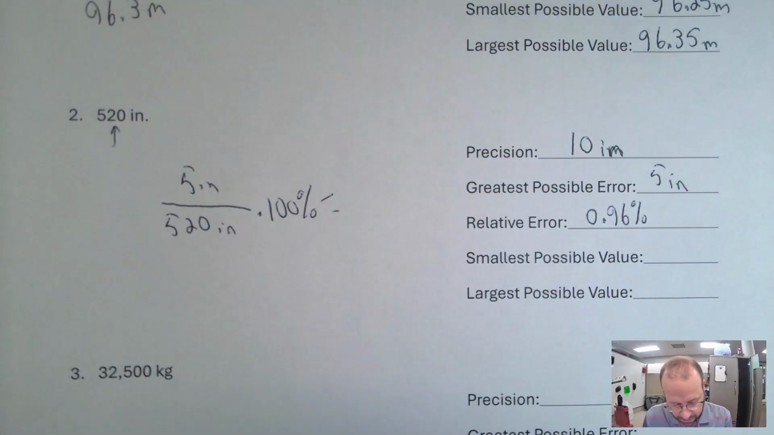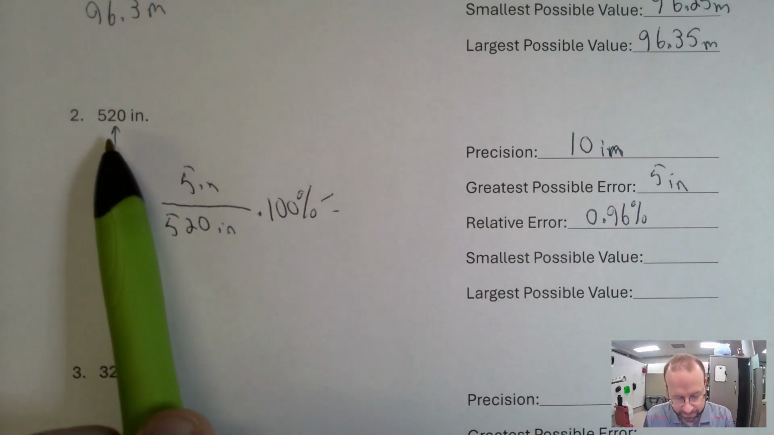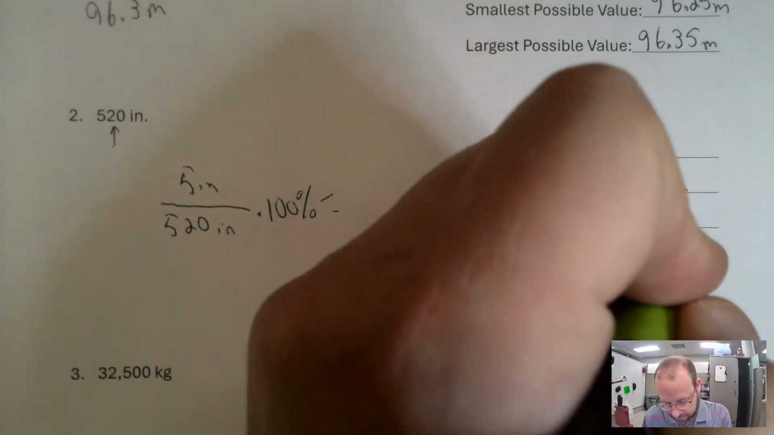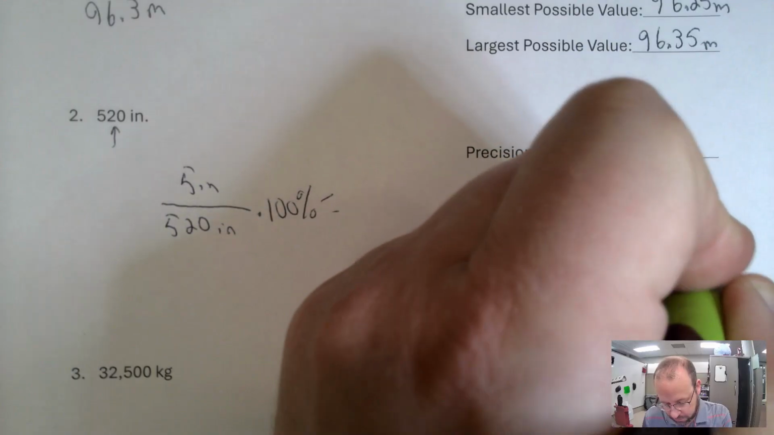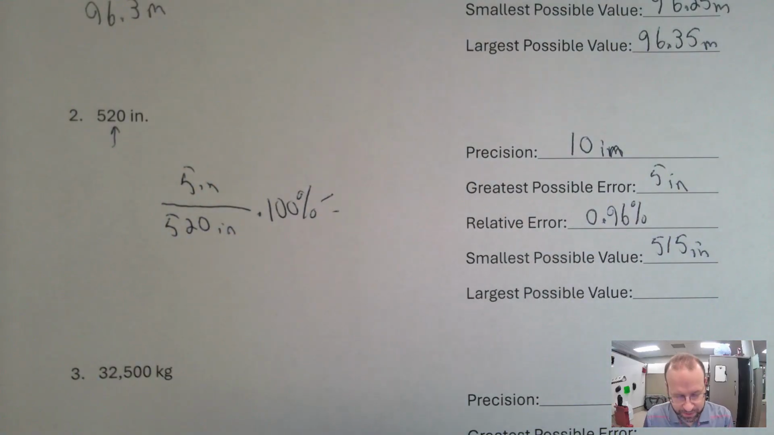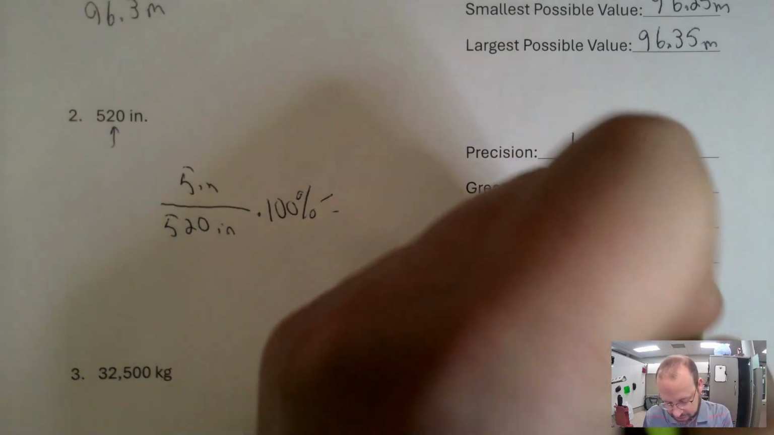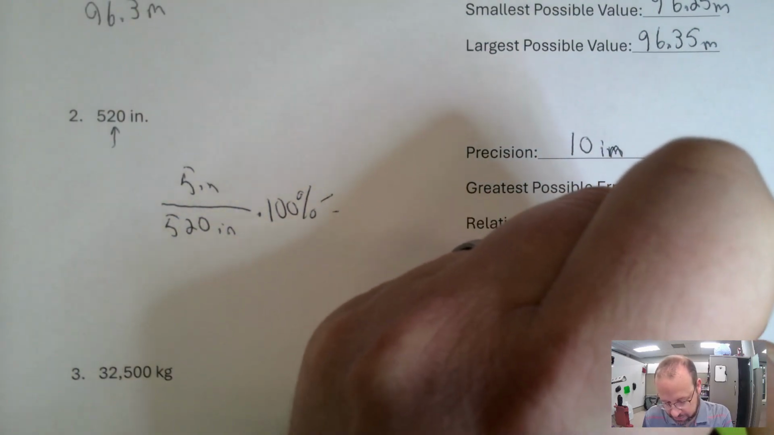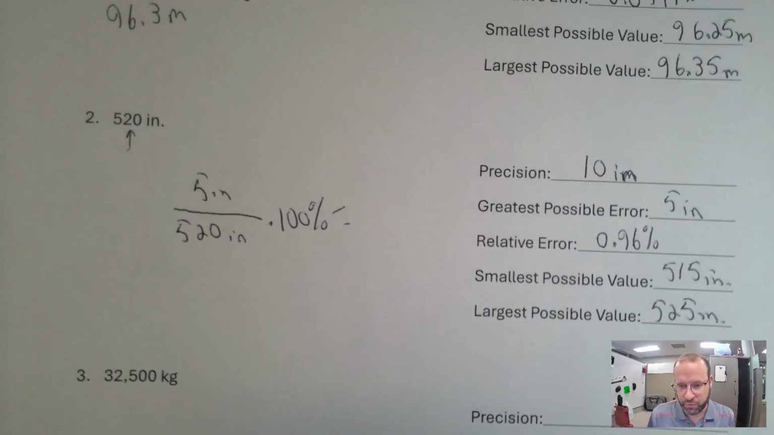0.96%. Our smallest possible value would be 520 minus 5 inches, so 515 inches. And our largest possible value would similarly be 520 plus 5 inches, or 525 inches. Okay, let's just do one more.